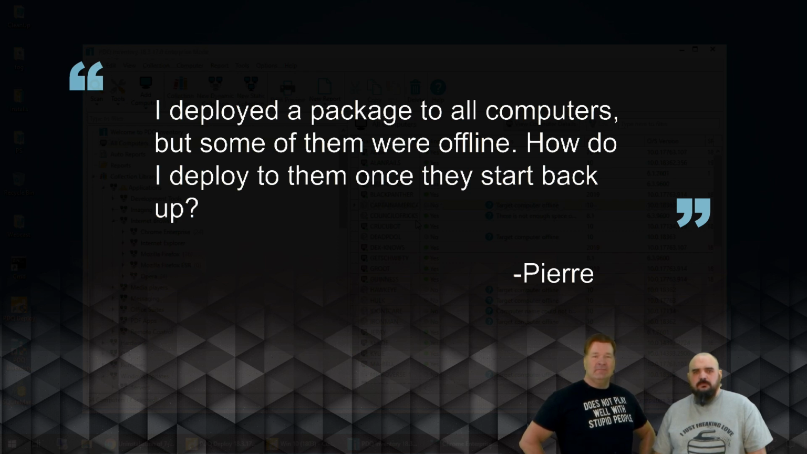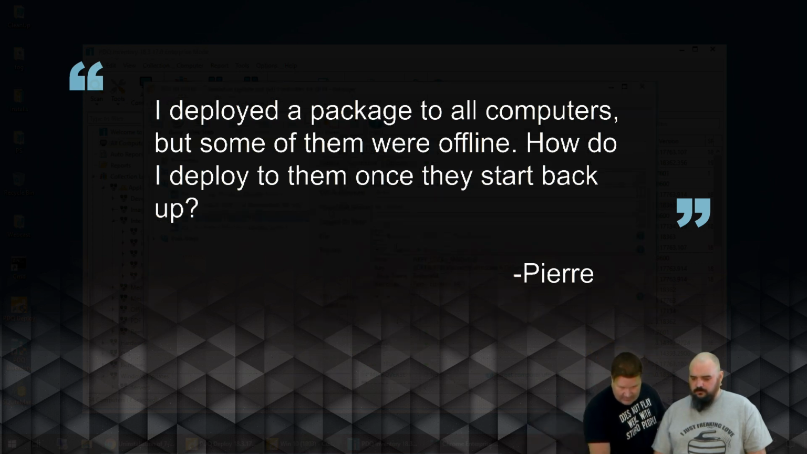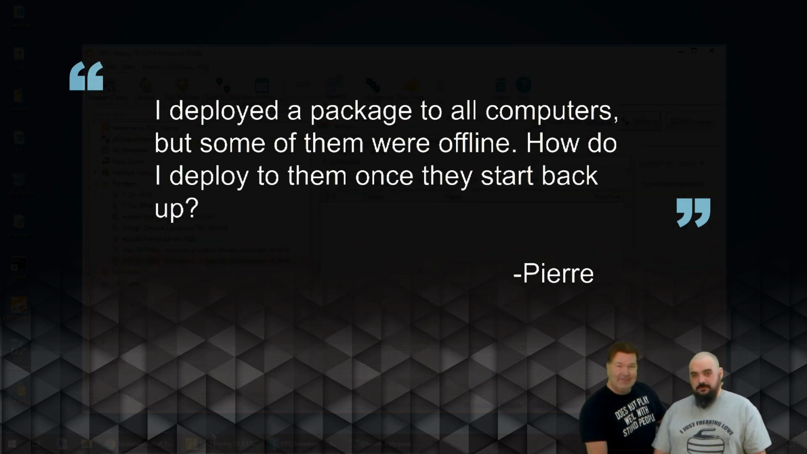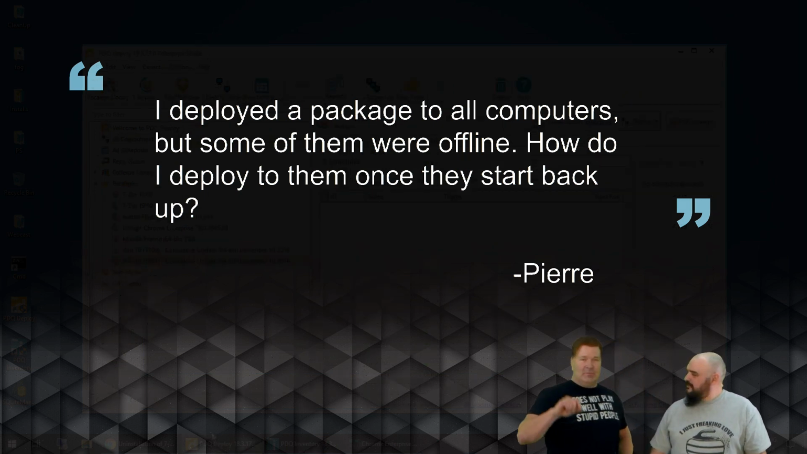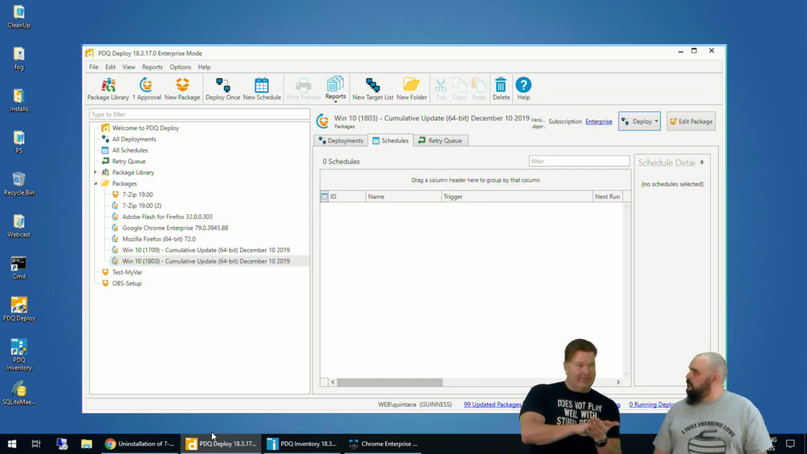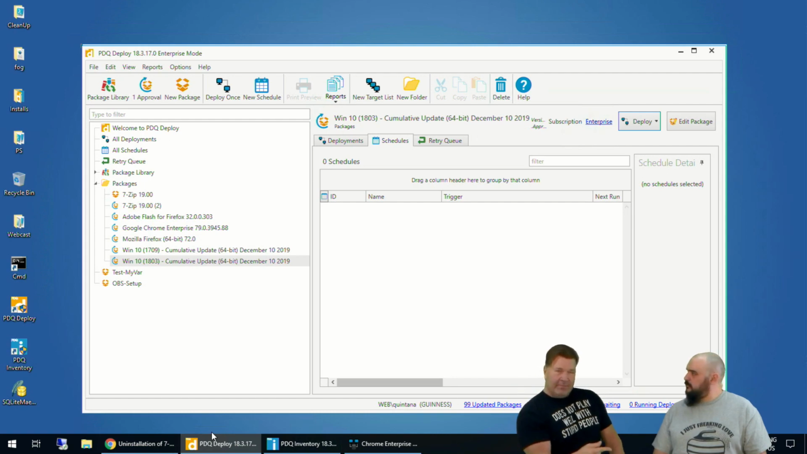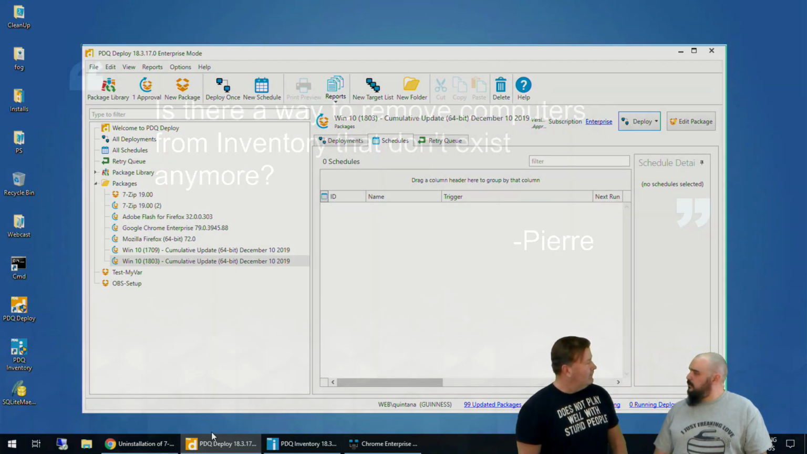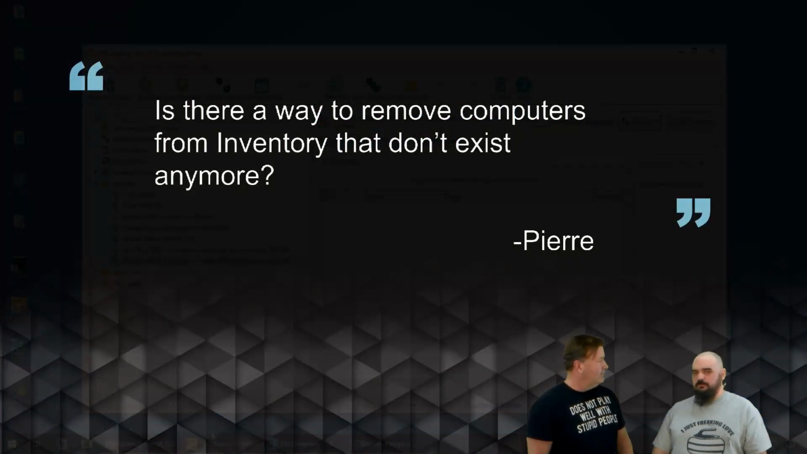Dear Lex and Jordan, I deployed a package to all computers, but some of them were offline. How do I deploy to them once they start back up? I think I just covered that. You did, with the Heartbeat schedule. So I put that heartbeat schedule on your schedules, and when they come online and they're registered from an offline to an online state in inventory, they'll get it right then. Yep. All right. Anything to add to that? There you go.